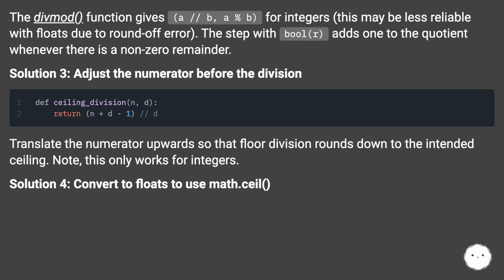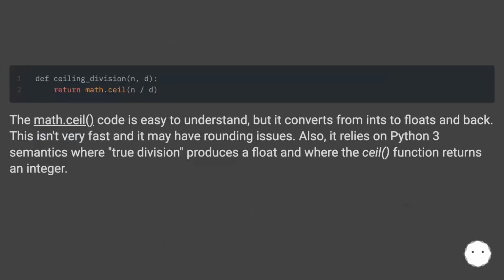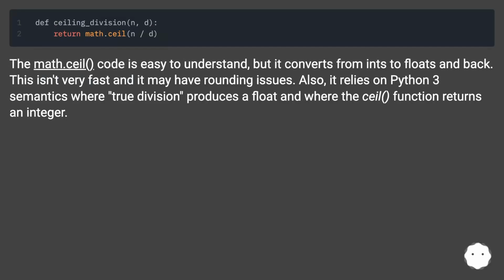Solution 4. Convert to floats to use math.ceil. The math.ceil code is easy to understand, but it converts from ints to floats and back. This isn't very fast and it may have rounding issues. Also, it relies on Python 3 semantics where true division produces a float and where the ceil function returns an integer.